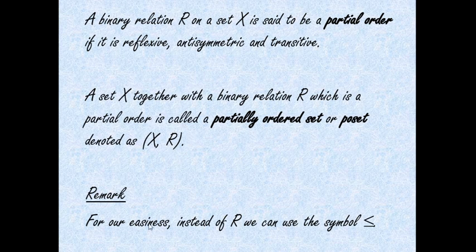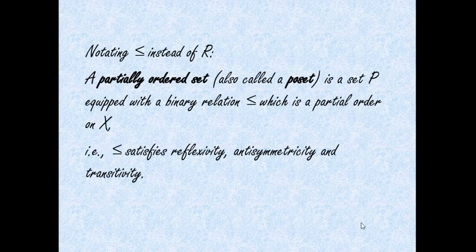And normally, this relation R is notated as the symbol less than or equal to for our easiness. So you can renotate the same to get the definition. A poset is a set capital P with a binary relation less than or equal to, which is a partial order on P. That means the relation less than or equal to satisfies reflexivity, antisymmetry, and transitivity.